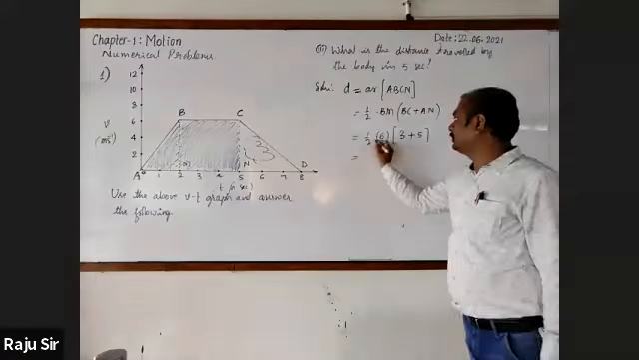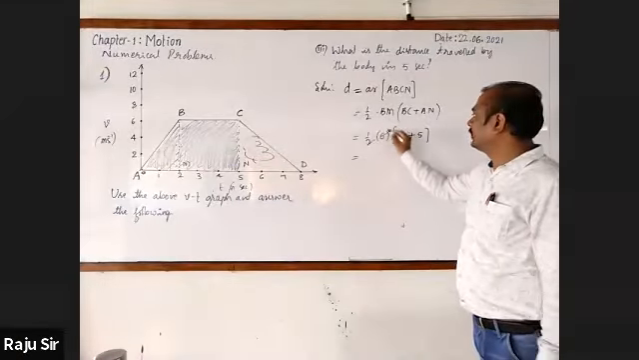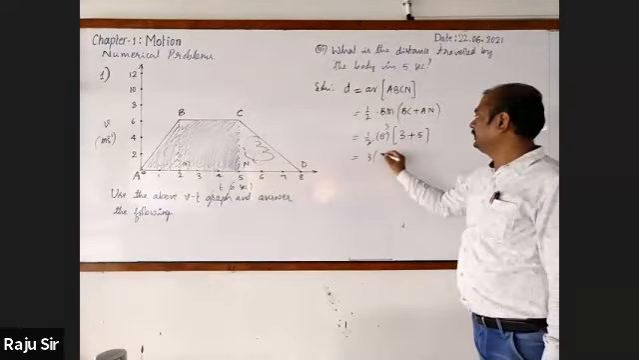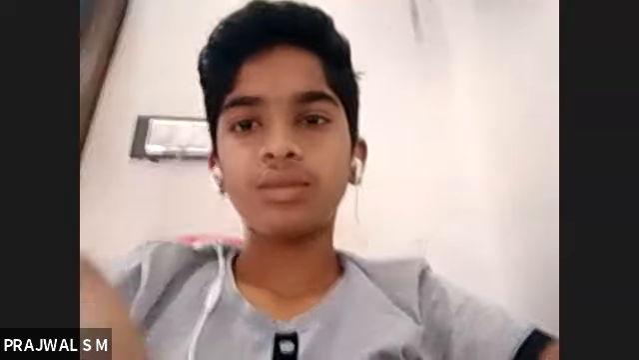Here also you can cancel. 2 ones are 2, 3 twos are 3, into 5 plus 3, 8. 8 threes are 24. 24 meters.